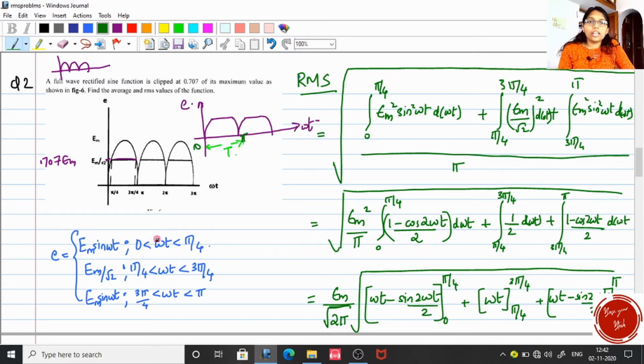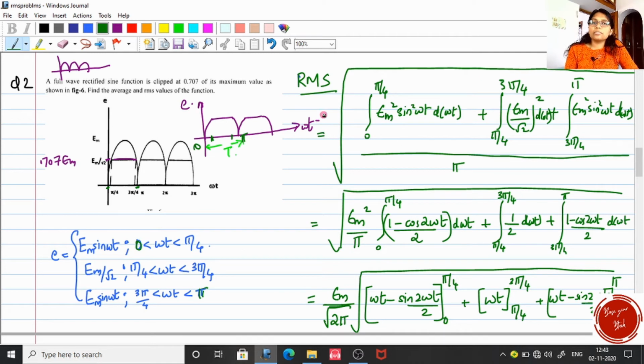So we have to write the function value from 0 to pi, and again you can see that from this point to this point the sine wave has been clipped off at the point 0.707 Em, isn't it? So from pi by 4 to 3 pi by 4, the function is Em by root 2 or 0.707 Em. And in the other portions, that is 0 to pi by 4 and 3 pi by 4 to pi, you have the same function Em sin omega t, but in between pi by 4 to 3 pi by 4, the function value is 0.707 Em. So this is your equation for the graph in 3 intervals.